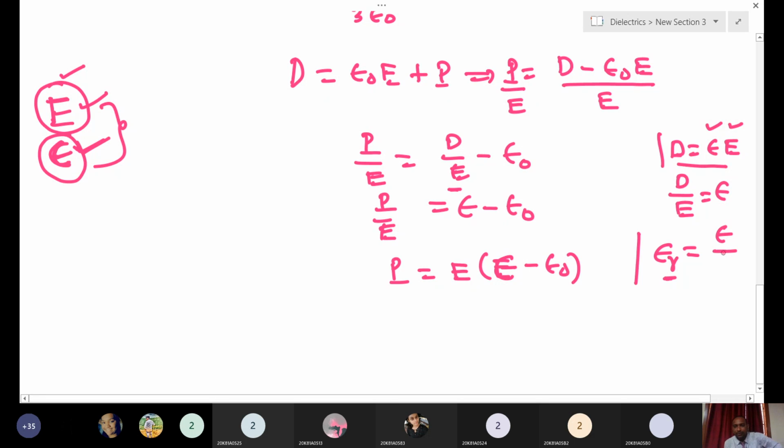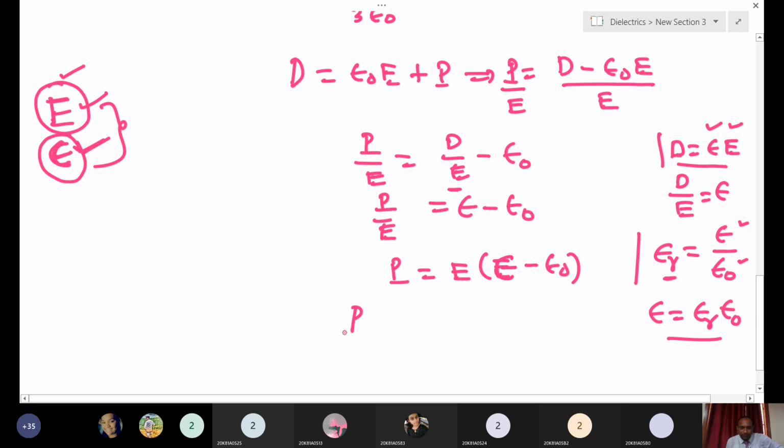Medium permittivity to free space permittivity. Relative dielectric constant means medium permittivity to free space permittivity. This is what dielectric constant means. Okay, from this expression we want only epsilon, right? Epsilon we want, so you can write epsilon r into epsilon naught. Can we write like this, right?